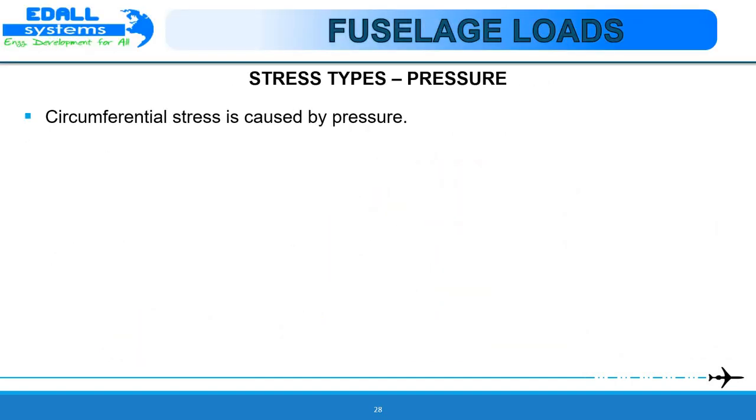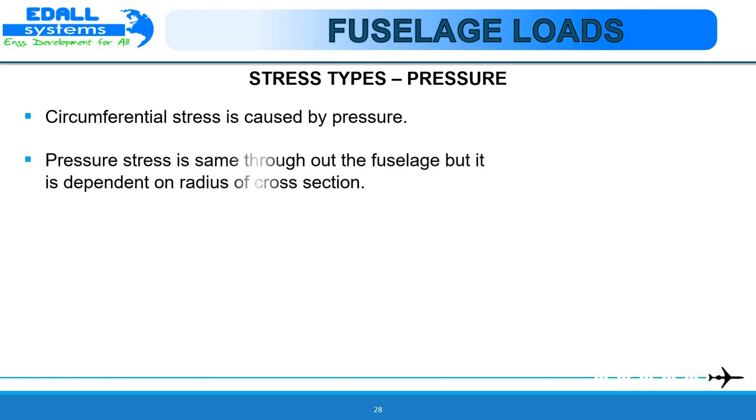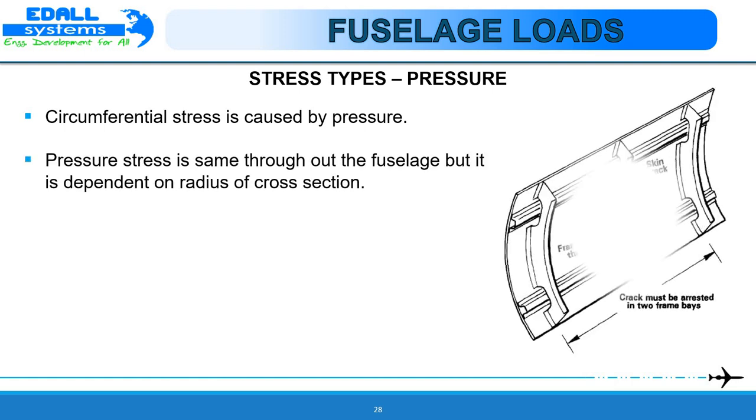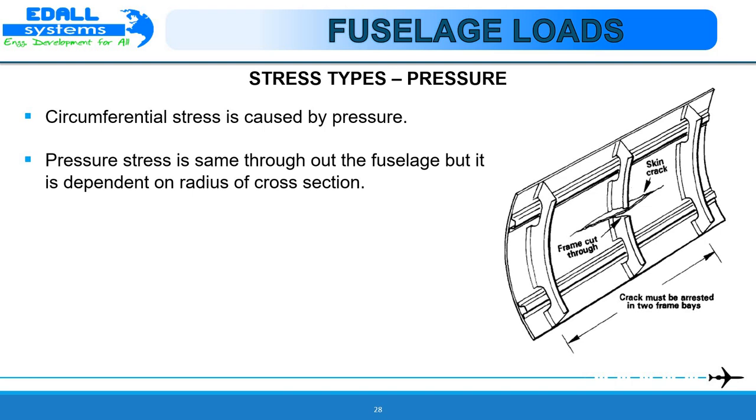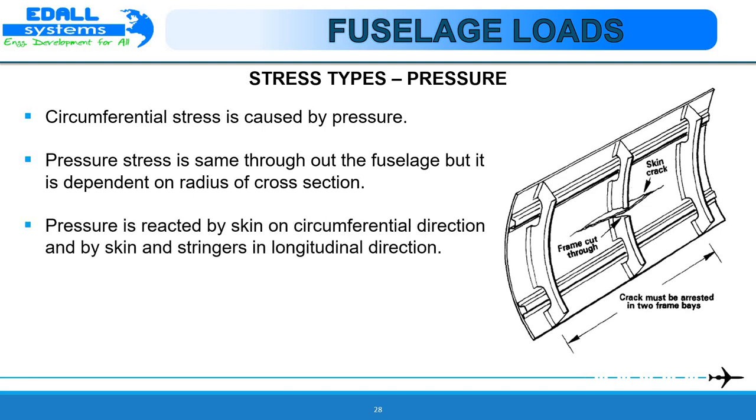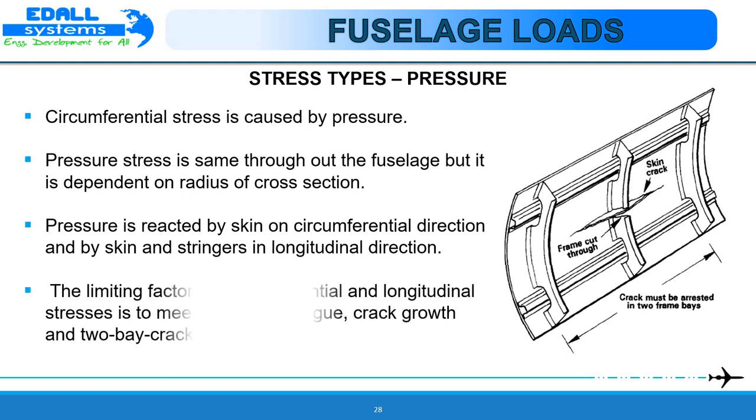Stress type: pressure. Circumferential stress is caused by pressure. Pressure stress is the same throughout the fuselage, but it depends on the radius of the cross-section. Pressure is reacted by skin in the circumferential direction and by skin and stringers in the longitudinal direction. The limiting factor for circumferential and longitudinal stresses is to meet inspection, fatigue, crack growth, and too-big cracks.